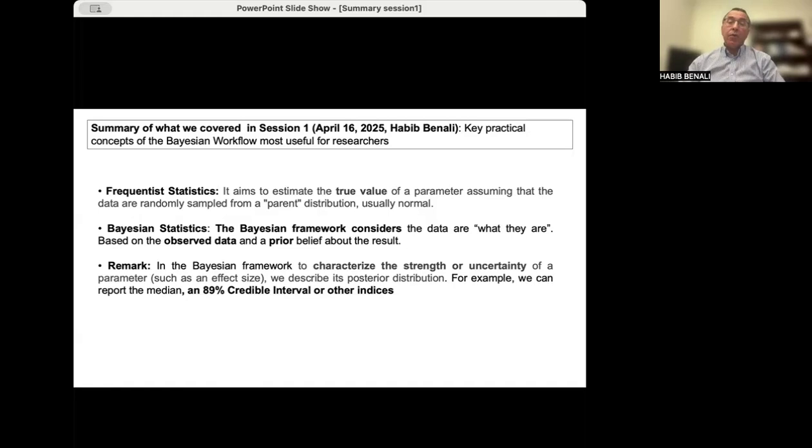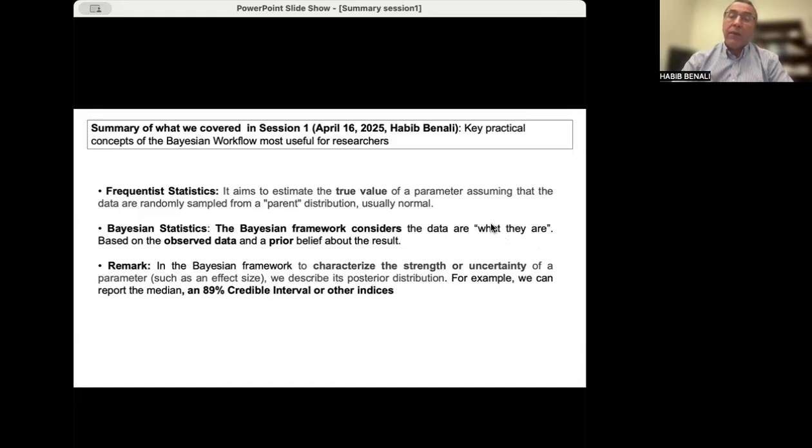The frequentist approach assumes the existence of a parent population with fixed parameters we want to estimate. It aims to estimate the true value of a parameter, assuming that the data are randomly sampled from a parent distribution, usually a normal distribution.